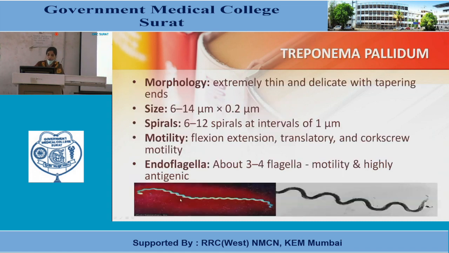About the morphology of Treponema pallidum: it is extremely thin and delicate with tapering ends, as you can see here. The size is 6 to 14 micrometers by 0.2 micrometers, with 6 to 12 spirals at intervals of 1 micrometer. They are motile, with flexion-extension, translatory and corkscrew-type motility. About 3 to 4 endoflagella produce the motility and are highly antigenic.